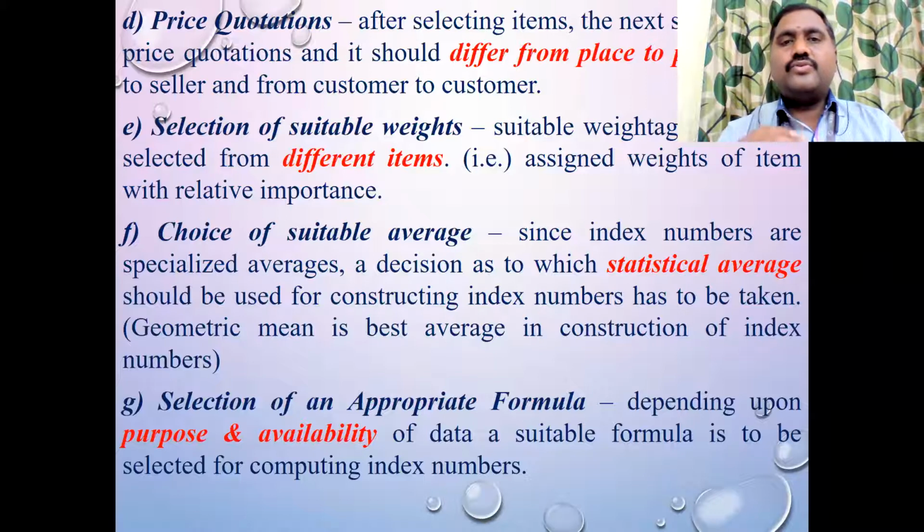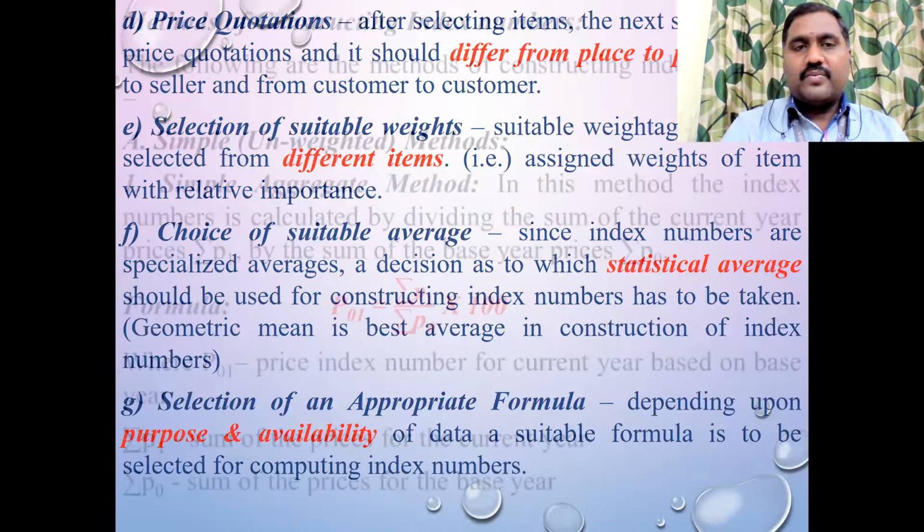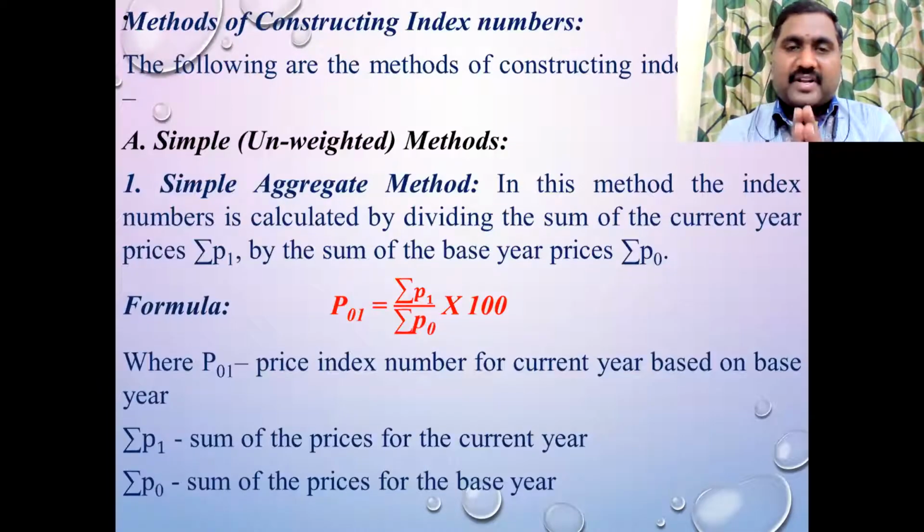And finally, choose the appropriate formula. If they are asking me to solve using the simple method, then use the simple average method or simple average of price relative method. If they are asking you to find the index number using the weighted method, which method are they using? They are asking you to find it through Fisher's method or Laspeyres' method. So according to that, you can use it. Okay, so with this, we have completed the theory part.